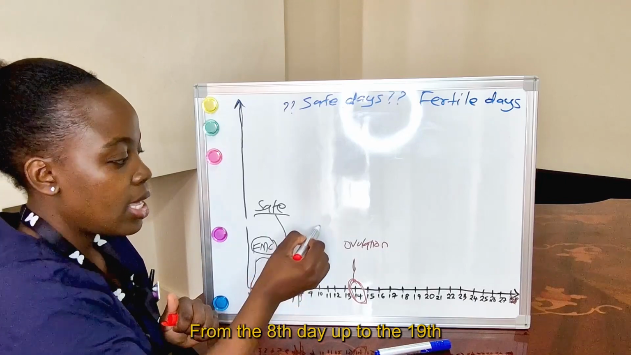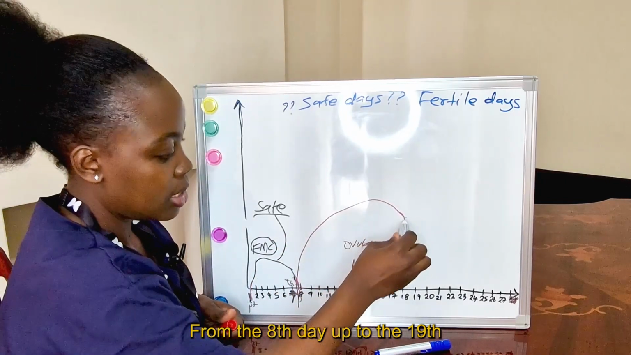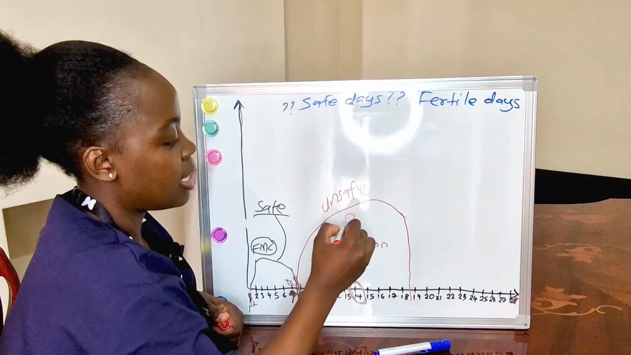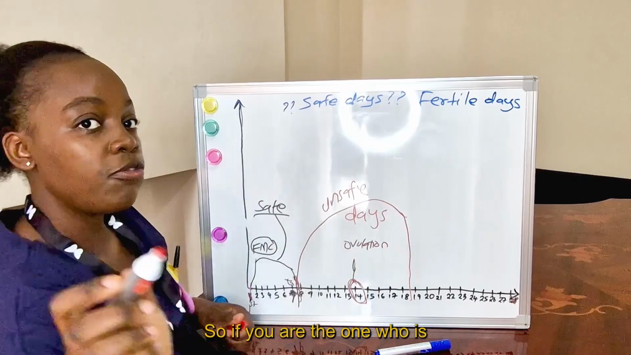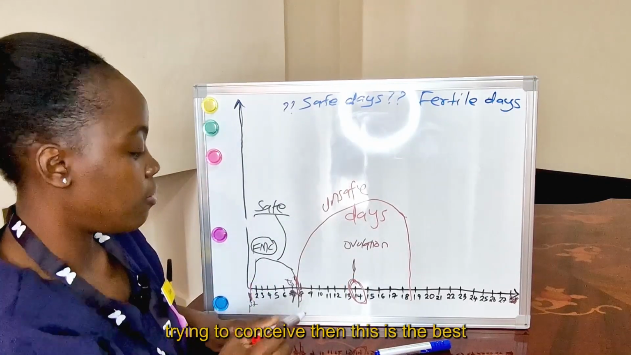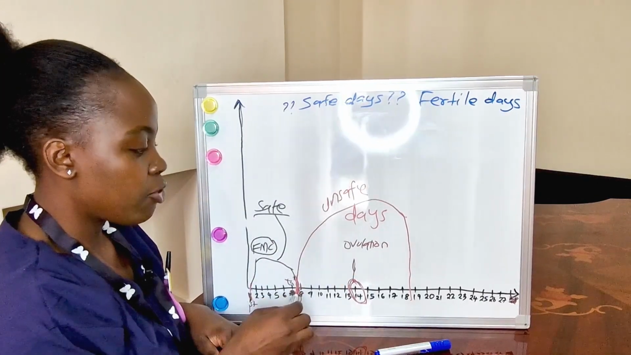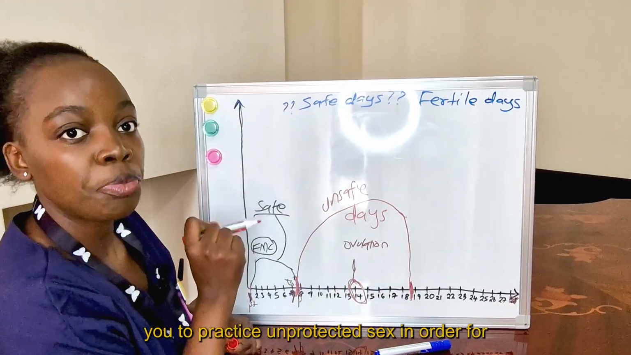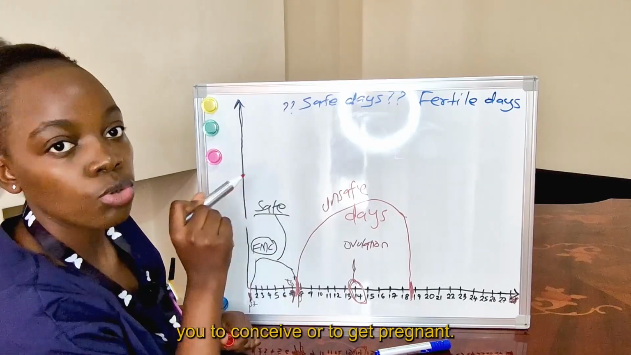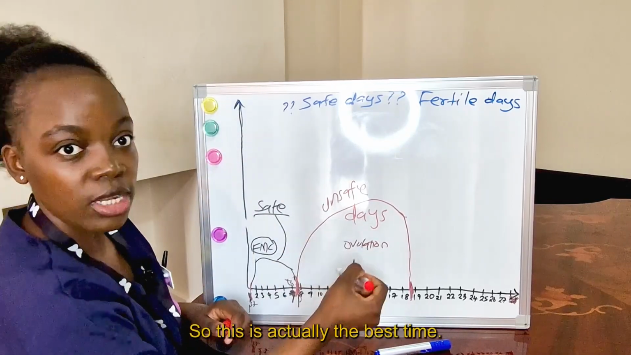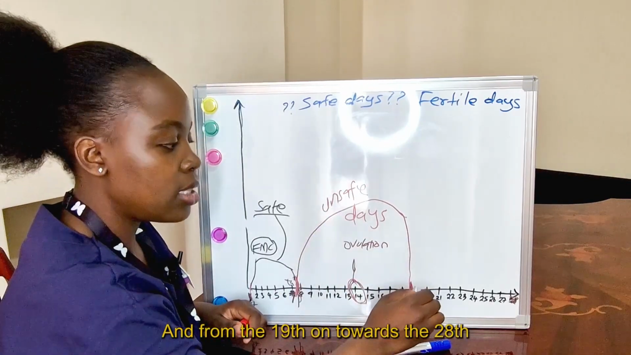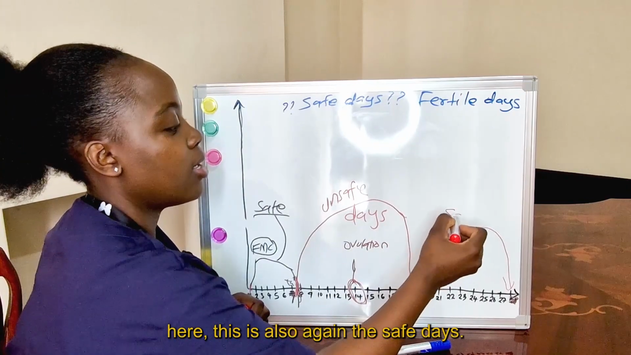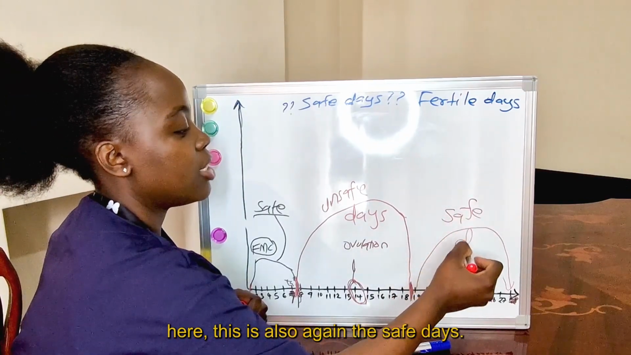From the 8th day up to the 19th day here, these are the unsafe days. If you are trying to conceive, then this is the best time. From the 8th day up to the 19th day, this is the best time for you to practice unprotected sex in order to conceive or get pregnant. And from the 19th on towards the 28th, these are again the safe days.